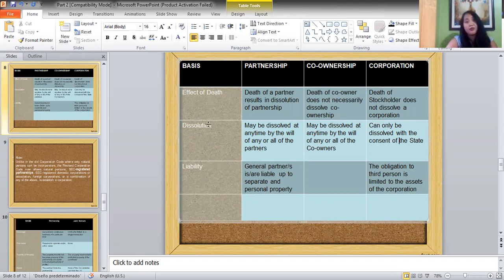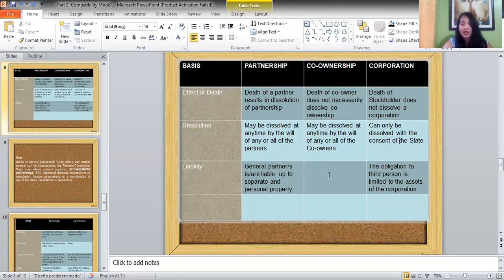So, sa liability, sa partnership, general partners is or are liable up to separate and personal property. Kapag nagkaroon na ng liquidation sa partnership, pag general partners, they are liable to the extent of their personal property. Kapag na-expose na lahat ng property at hindi pa rin nababayaran yung creditor, pwedeng mag-run after yung creditors sa personal property ng mga general partners.